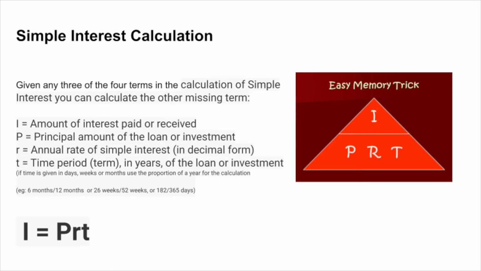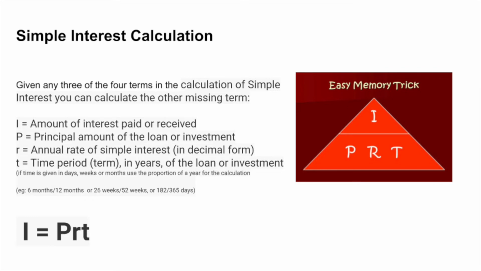We don't necessarily always look for interest. Sometimes we look for principal, sometimes for rate, sometimes for time. It really depends on the information we're given. But given any three, you can calculate the fourth. The IPRT triangle, as illustrated here, shows you what the calculation will look like. The format of this shows you how the formula should look.